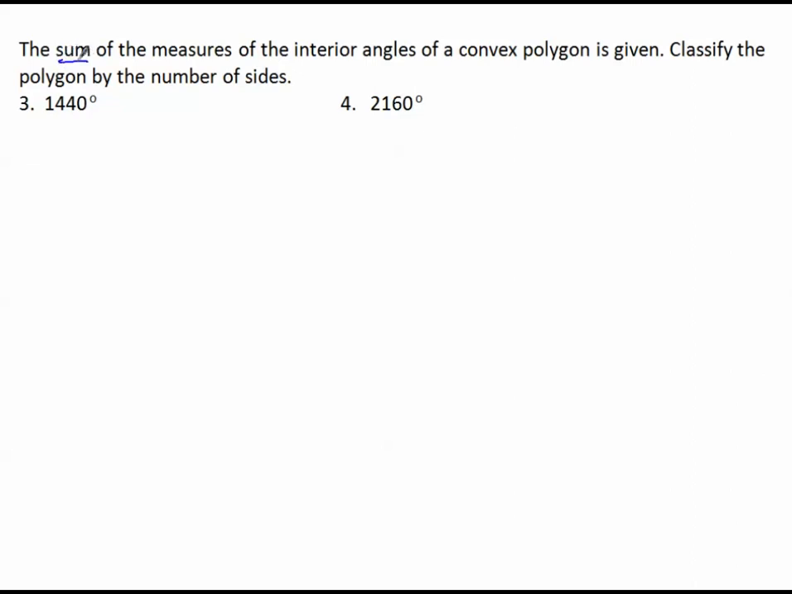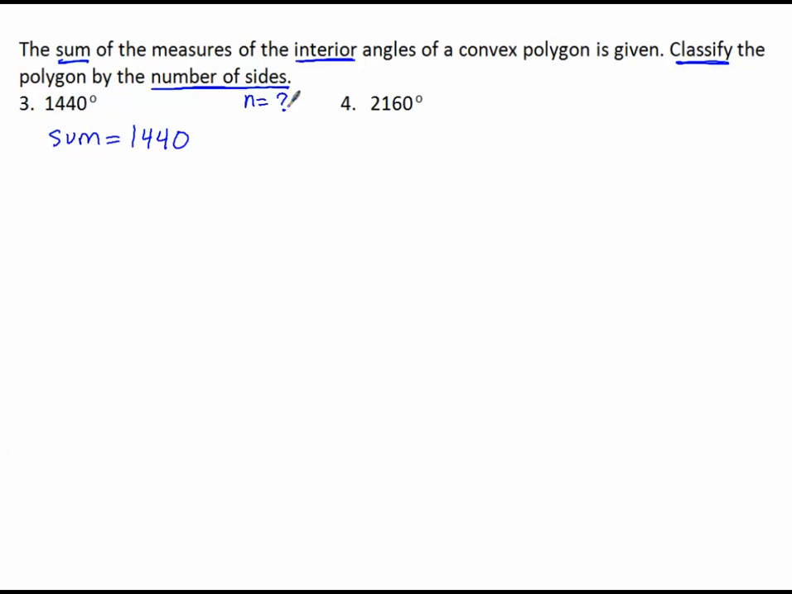The sum of the measures of the interior angles of a convex polygon is given. Classify the polygon by the number of sides. Notice the words that I've highlighted here. We're given the sum. The sum that we're given in number 3 is 1,440 degrees. We have to work backwards this time. We don't know how many sides there are. The number of sides, n equals, I don't know.